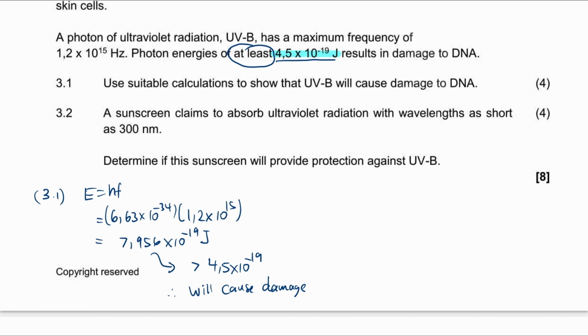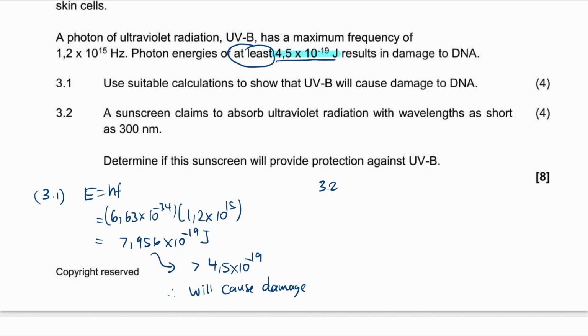Moving on to question 3.2. A sunscreen claims to absorb UV radiation with wavelengths as short as 300 nanometers. Determine if the sunscreen will provide protection against UVB. So what we'll do here is we're going to calculate the wavelength and then compare it. So I'm going to use the formula.